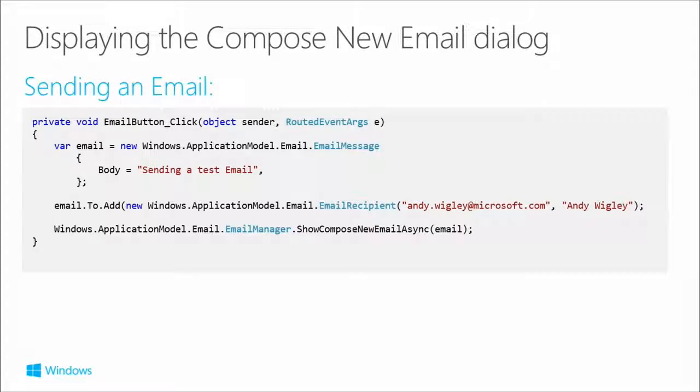Sending an email, still no attachments. Don't worry, it's coming, it's coming. So you can just send a boring email with a body in it, and you new up your email message object. You can add email recipients to it, such as that shown there. And then you call EmailManager.ShowComposeNewEmailAsync. And again, it will just launch into the built-in email app.